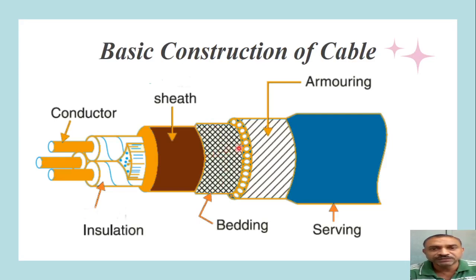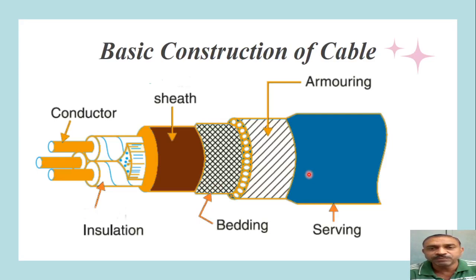Over the bedding, the next layer is provided for mechanical protection of all parts of the cable from mechanical injury. This armoring is also made from a metallic element. Over the armoring, we again provide the last layer, called the serving. The serving has the same function as the bedding: to avoid corrosion of the armoring when we use the cable in underground applications.